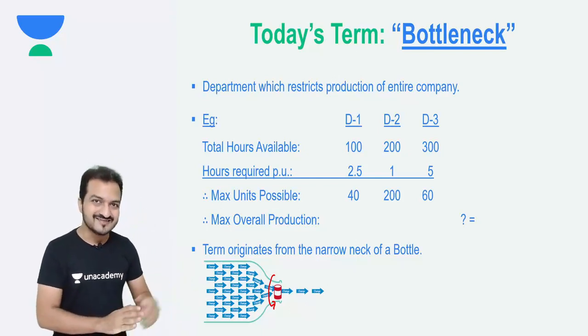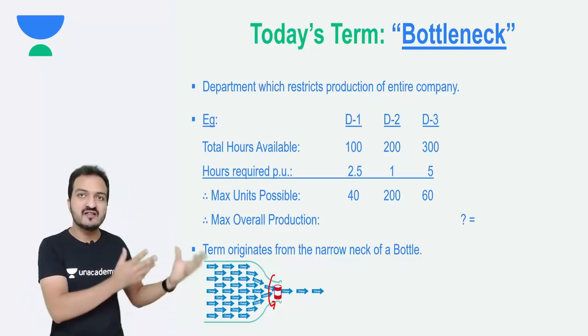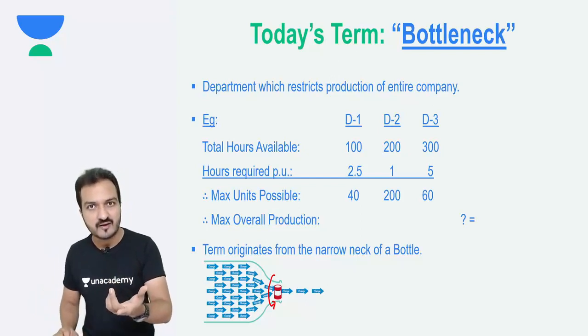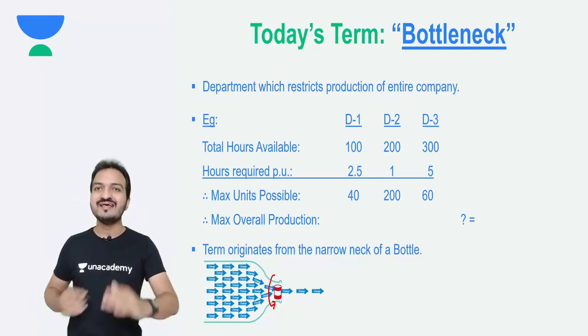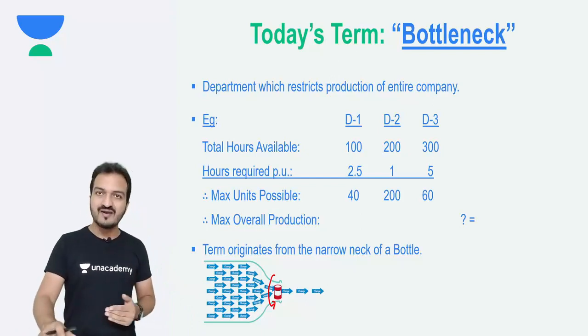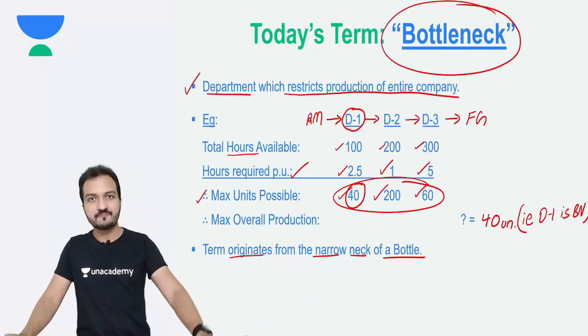Do you understand this? The neck of the bottle is restricting the flow coming out from the bottle. That is why it is called bottleneck. Similarly, department 1 is restricting the flow coming out from the company. So department 1 is my bottleneck.